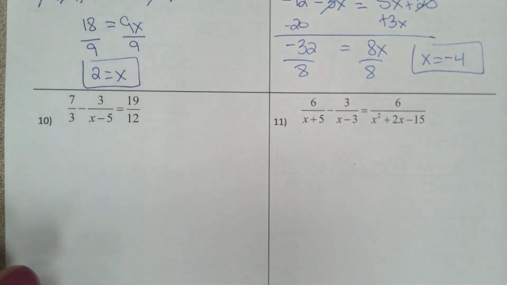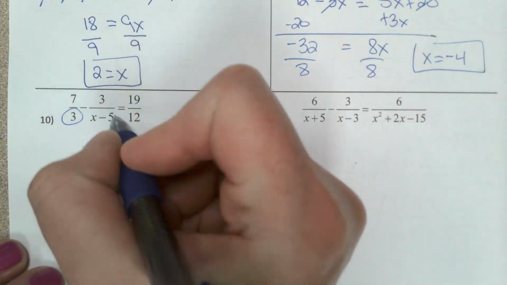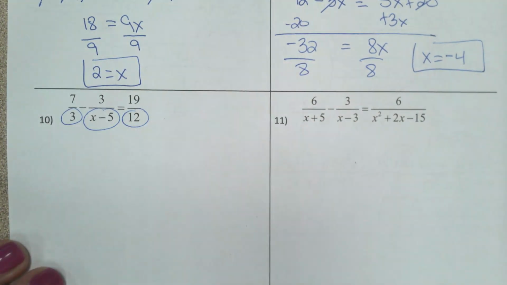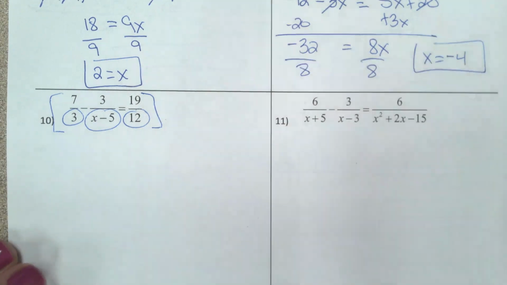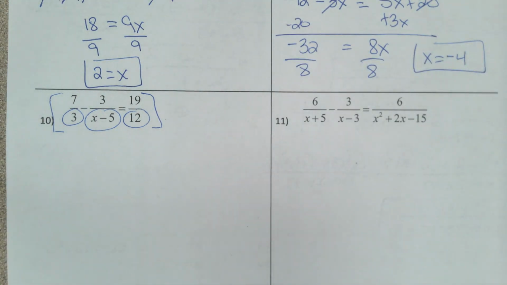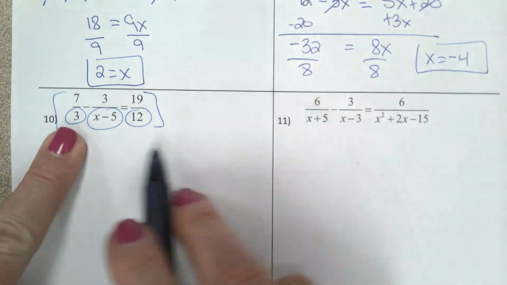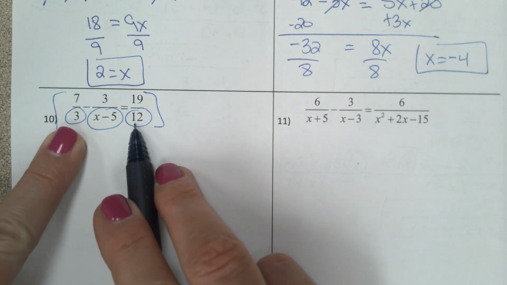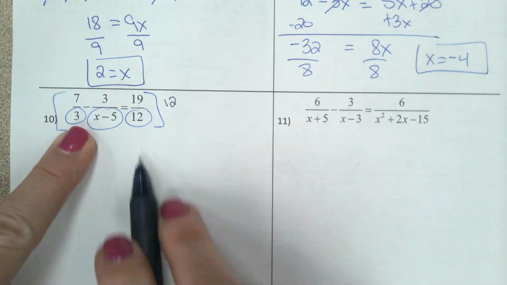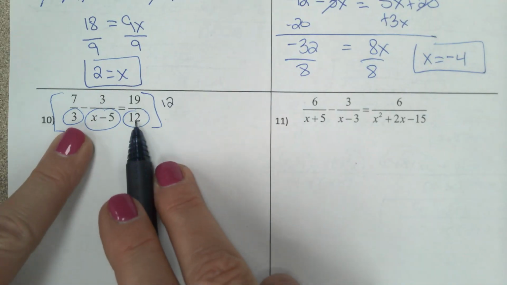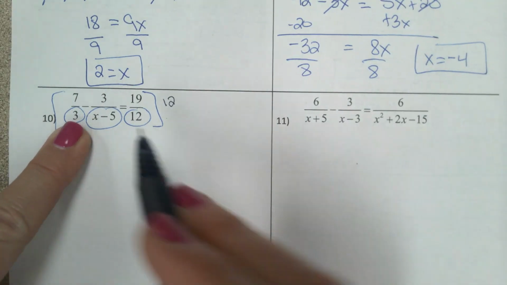Number 10. It is compare these denominators and what would be your common denominator. That's what you're going to multiply by that will cancel out all of your denominators there. All right, so when you look at your plain old numbers, I have a 3 and a 12. So 12 is your number that would be your common denominator there.